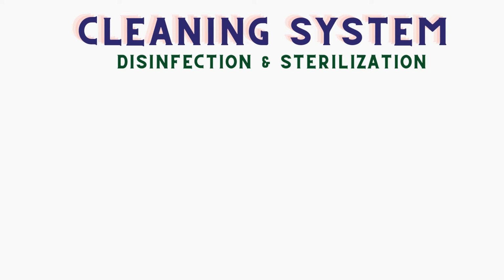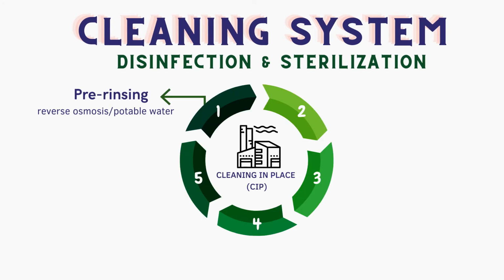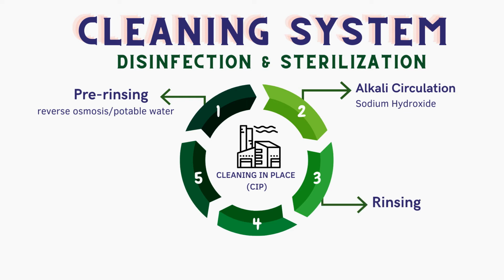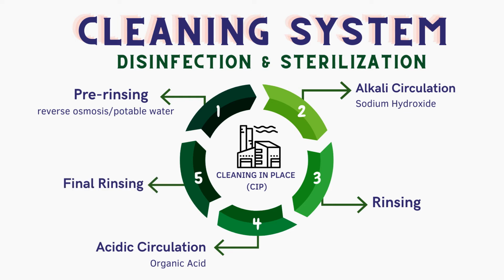After fermentation has been done, the fermenter needs to be disinfected and sterilized periodically. The most common way is by cleaning in place, or CIP system, which is made of 5 steps. The first step is pre-rinsing using reverse osmosis or potable water. The next step is alkaline circulation using sodium hydroxide, followed by a round of rinsing. Then acid circulation is performed using organic acid, followed by the last round of rinsing. The fermenter can then be prepped for the next batch of operations.